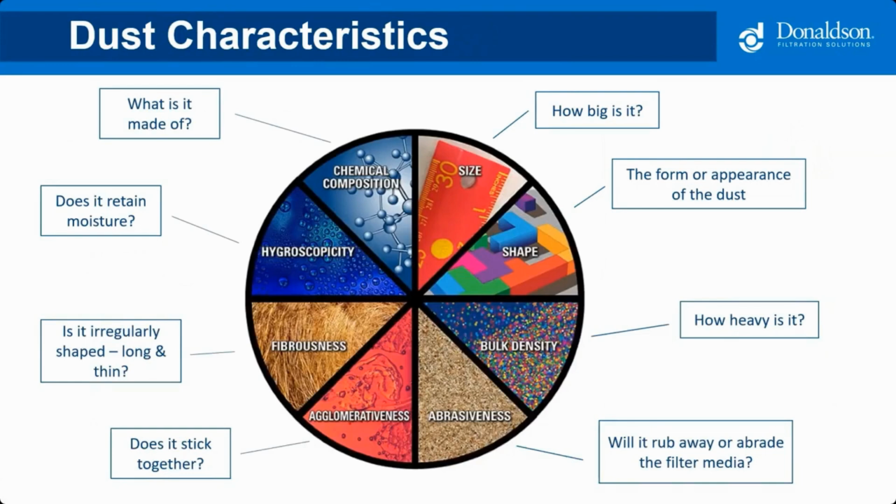When we think about collecting dust contaminant, there are some important characteristics to consider, which help us determine the type of collector and the filter media to use. As you can see, the dust comes in various different shapes and sizes. Bulk density, how heavy is it? Is it abrasive? Is it conglomerative or fibrous, meaning does it stick together? Is it hygroscopic, meaning does it retain moisture? What is the chemical composition, meaning what is it made out of? Is it corrosive, toxic, or even explosive?